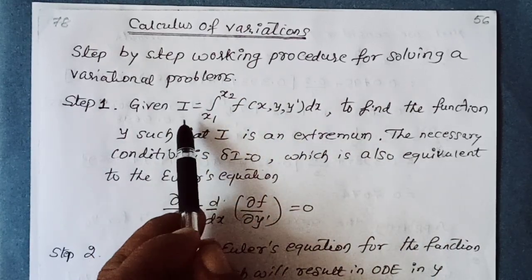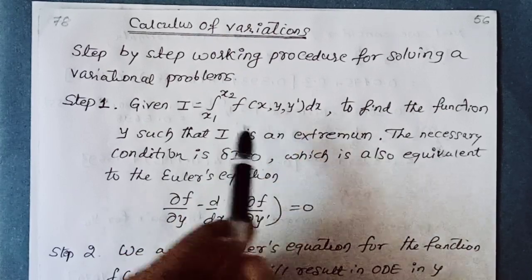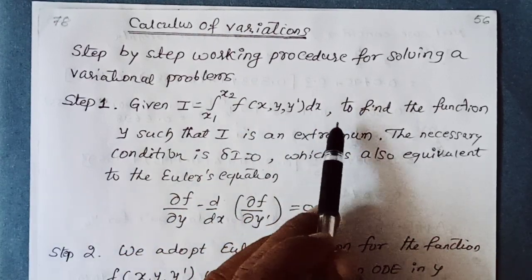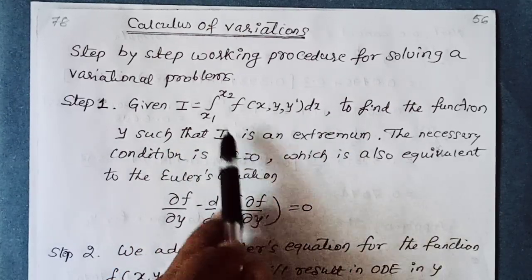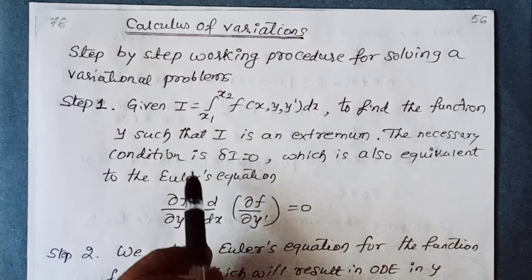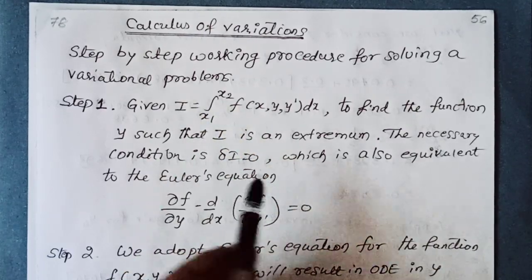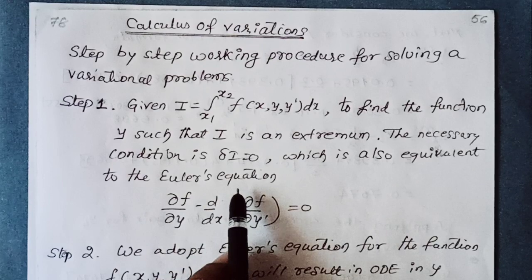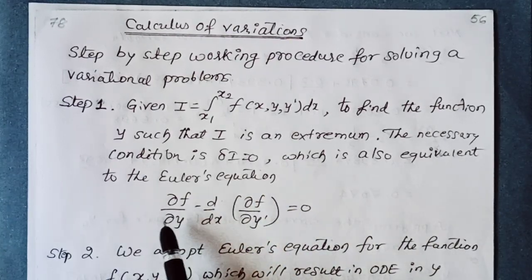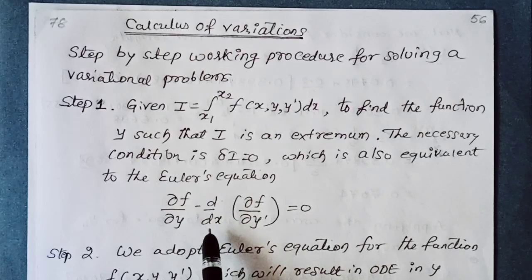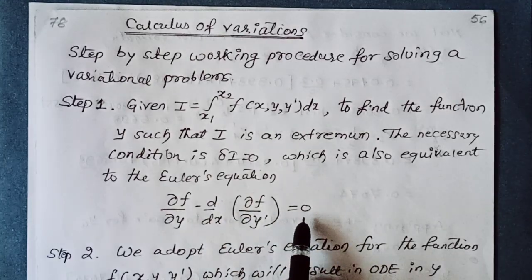It will be given in the question that I is equal to integration x1 to x2 of f of x, y, y dash dx, and we have to find the function y such that I is an extremum. That means the necessary condition is delta I equals 0, which is equivalent to Euler's equation. We have to use this equation: dou f by dou y minus d by dx of dou f by dou y dash is equal to 0.